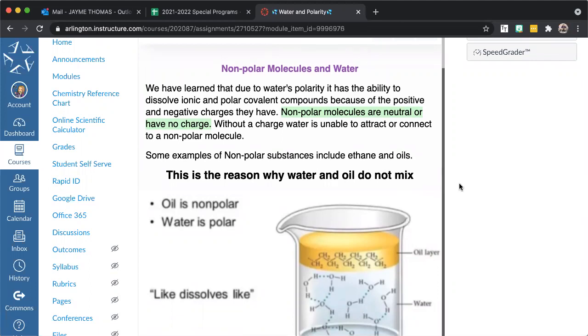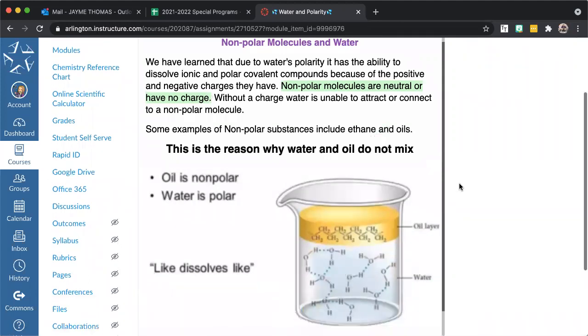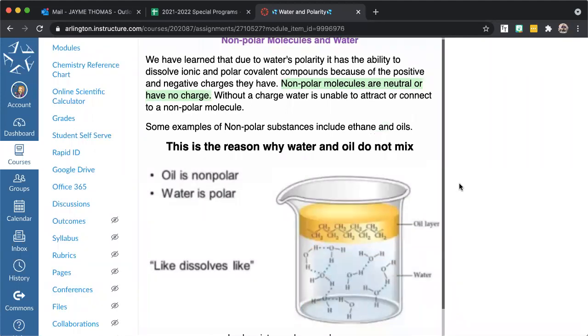So since it's unable to attract them and it can't connect to anything nonpolar, it can't mix and dissolve. The biggest examples are going to be any kind of oils and fats, like olive oil, vegetable oil, canola oil, grease or fat from cooking meat, and things like that. Another big one is a compound called ethane, so things like gasoline are in this category as well.